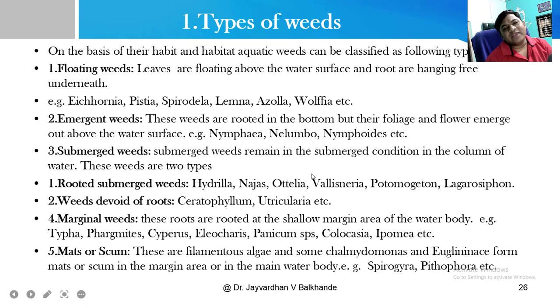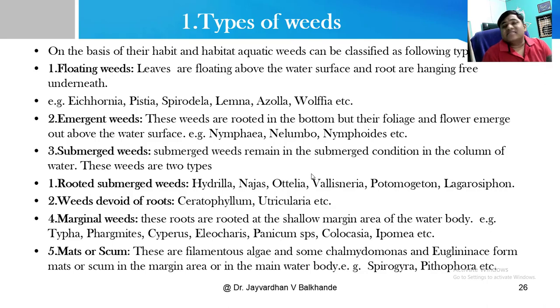The next weed is the emergent weed. Emergent weeds are rooted in the bottom of the water, but their foliage and flowers emerge above the water surface. For example, Nymphaea, Nelumbo or Nymphoides are some emergent weeds found in the water body.